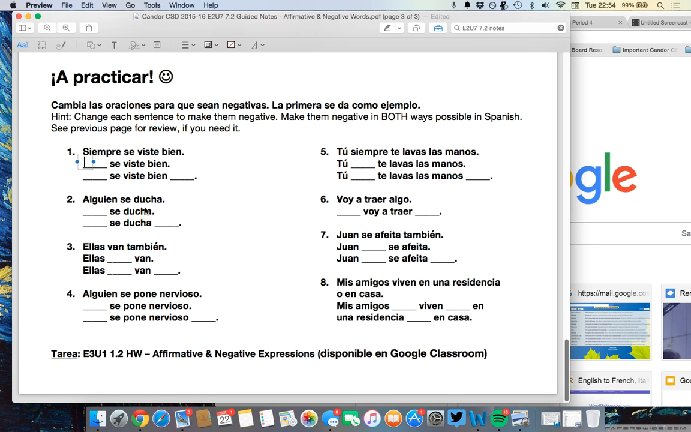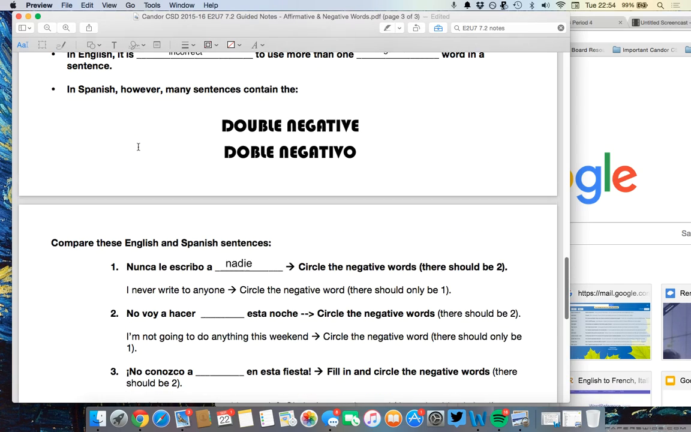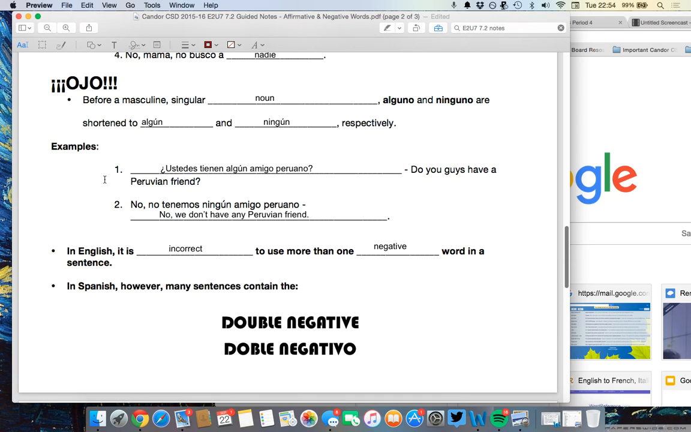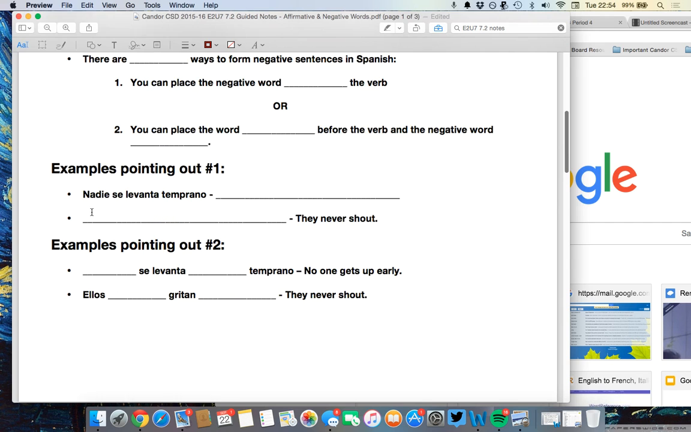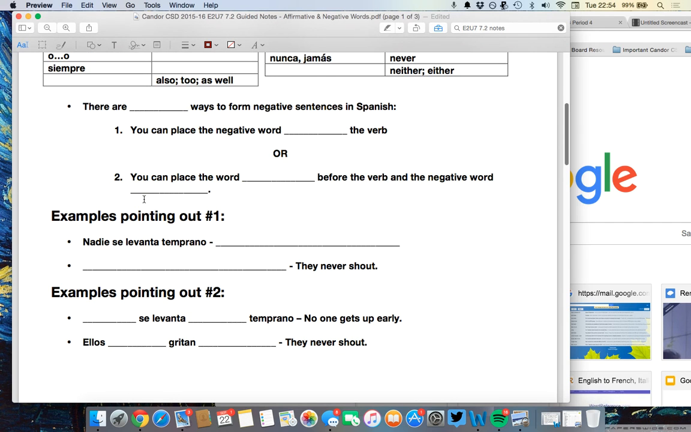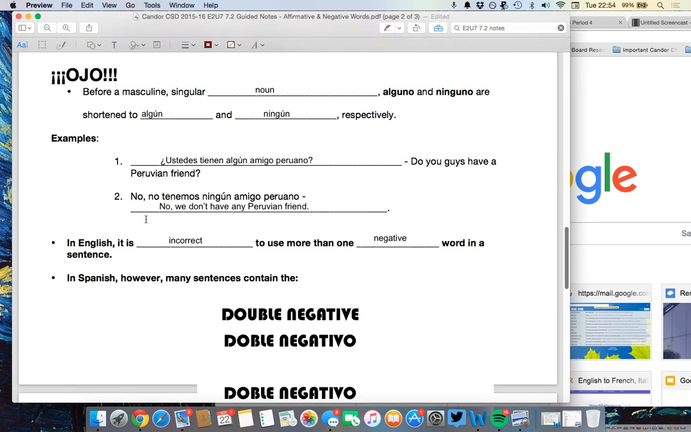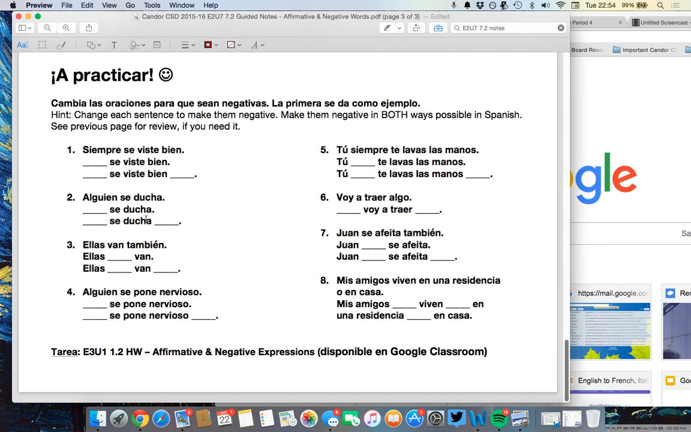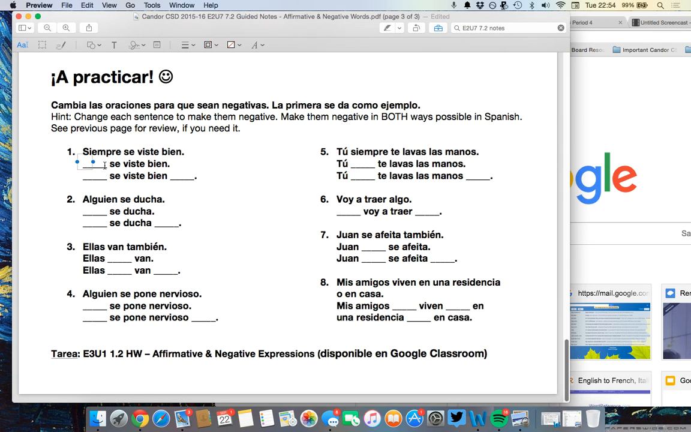Okay, so there's 2 ways to do our negatives. So if we're going to negate these and we're going to say, no, she does not dress well, we could say, okay, we can do that number 1. You can just put the word no before the verb. Or you can put no before the verb and then the negative word after, right? So going back down here, we're going to say, no, she doesn't. No se viste bien. Or no, he doesn't, right?